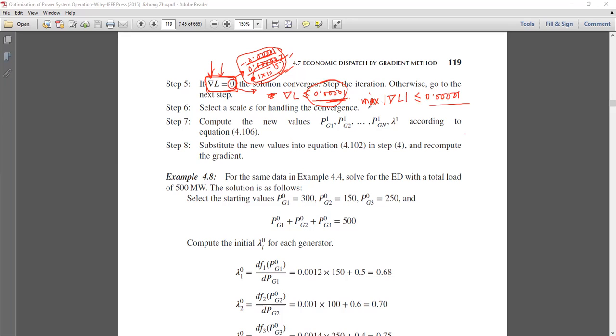So you take the maximum of the absolute of del L, which takes care of all the plus and minus signs appearing within the vector. And that should be within a tolerance. If the maximum value is less than this, the other values are far less than that. So you are in a safe zone to say that your algorithm has converged to a solution.